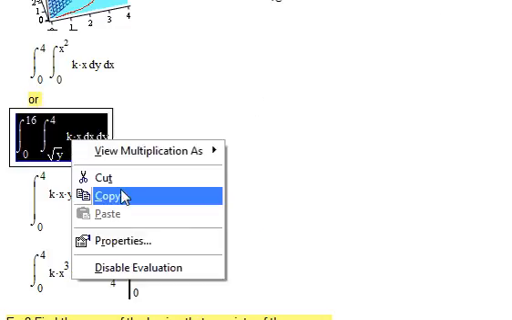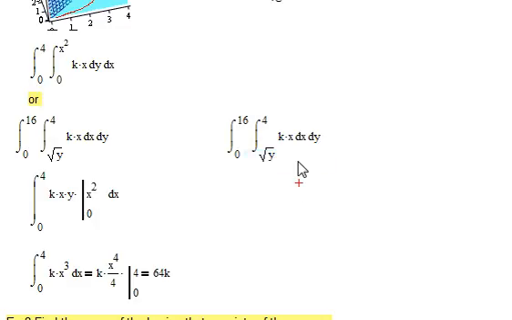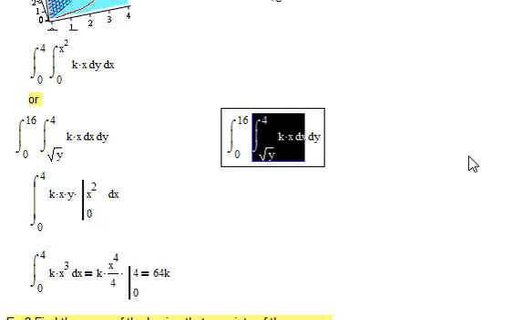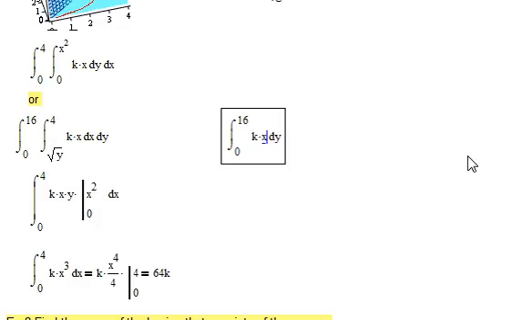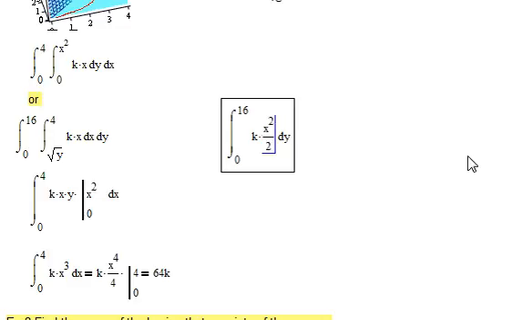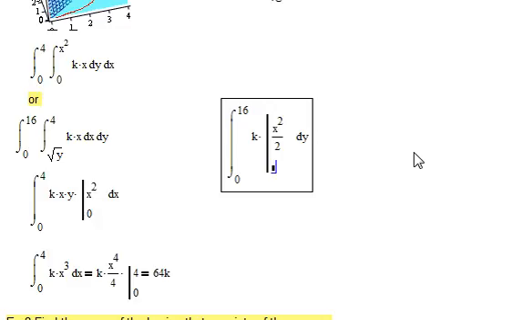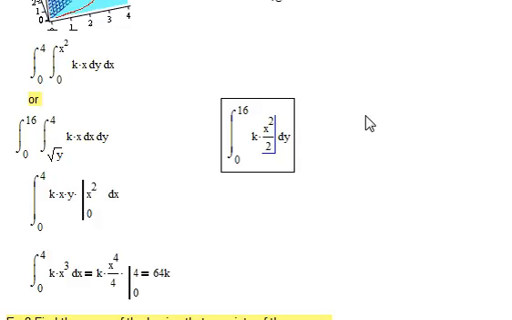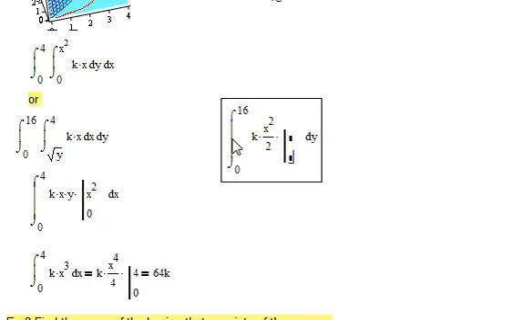Just so you know, if we did it this other way, integrating with respect to x first, we would get x squared over 2 times k. That would be evaluated between square root of y and 4. So square root of y here and 4 here. Now when I put in square root of y, squared is just y. When I put in 4, I get 16, but that's divided by 2. So that would give me 8. So it's 8 minus y over 2.